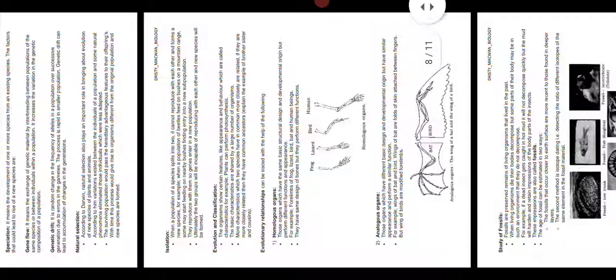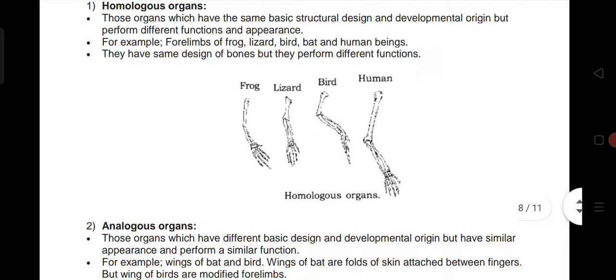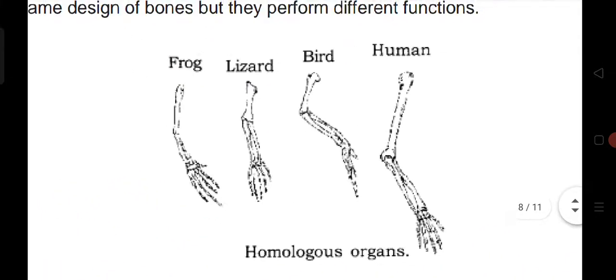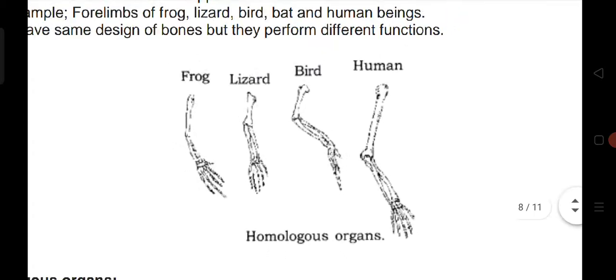An example of it is the forelimbs of frog, bird, bat and human being. They have the same design of bones but they perform different functions. So this is the figure which shows the homologous organs, that they possess the same basic structure as well as the developmental origin, but they perform different functions and the appearance is also different.